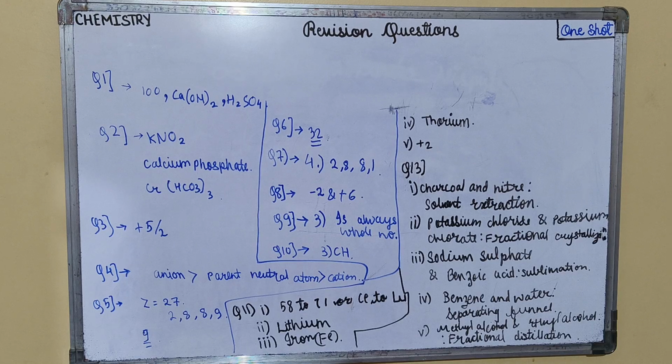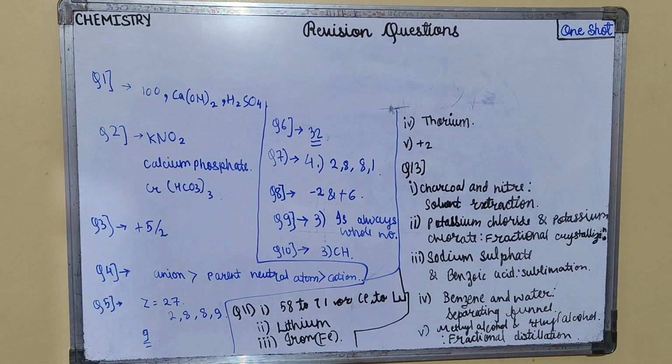Fifth is methyl alcohol and ethyl alcohol. The method is fractional distillation. The method of separation of two miscible liquids. Miscible liquids means liquids which mix. By the process of distillation, making use of their difference in boiling points is called fractional distillation. I hope you've understood these questions.